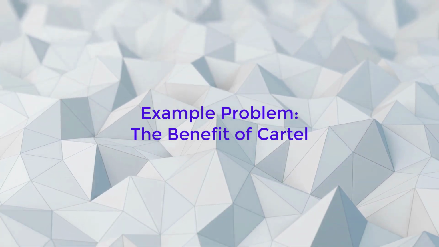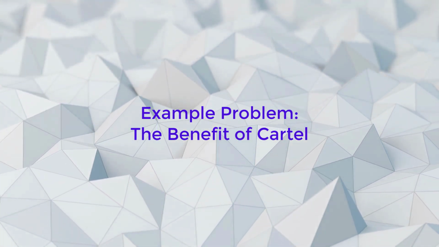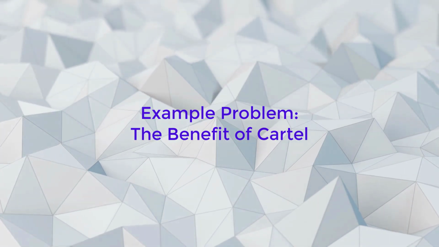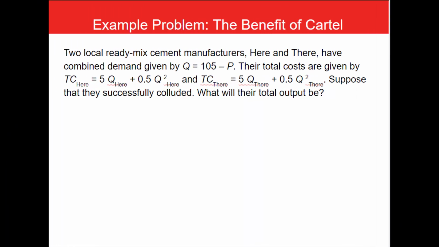Okay, let's tackle an example problem that demonstrates the benefit of a cartel formed by oligopolies. So the example is, two local ready-mix cement manufacturers, here and there, have combined demand given by Q equals 105 minus P. P is the price, Q is the quantity of output, but it's not just quantity of output, that's the sum of the quantity of output from both manufacturers.